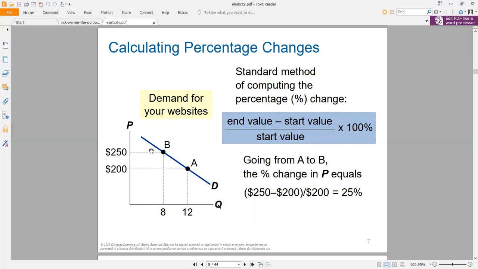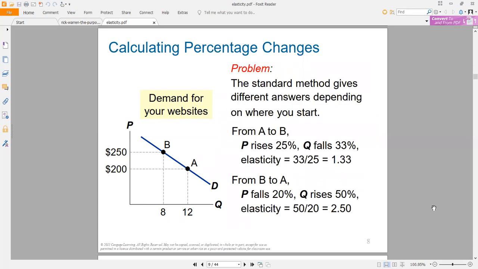So if you look at this example here, assuming that point A was the initial point, and then point B is now the new point. Then in terms of price, the old price was 200 and the new price is 250. So if you want to calculate the percentage change in price here, it is the end value, the new value, which is 250, minus the old value, which is 200, divided by the old value, which is 200. So we have 250 minus 200 over 200. This should give us 50 over 200. That is 25%. So this is how we calculate the percentage change.